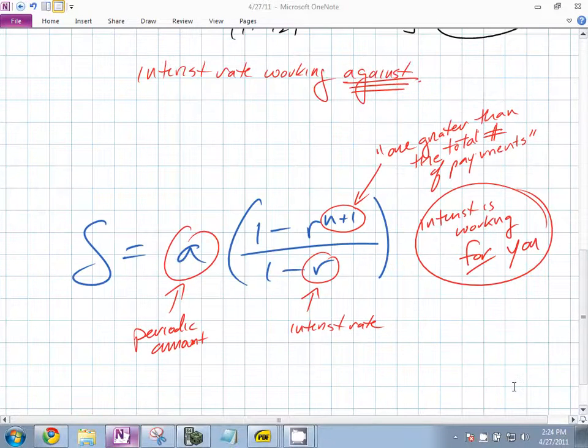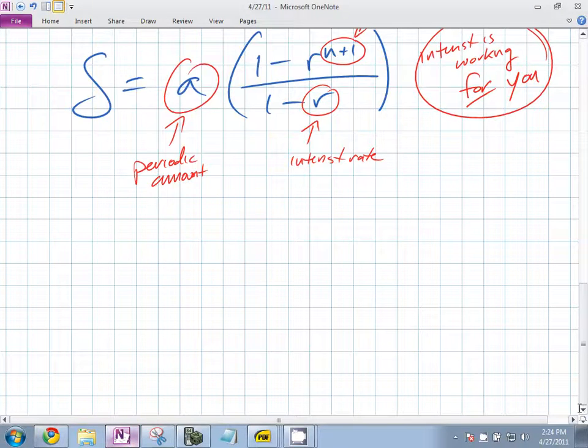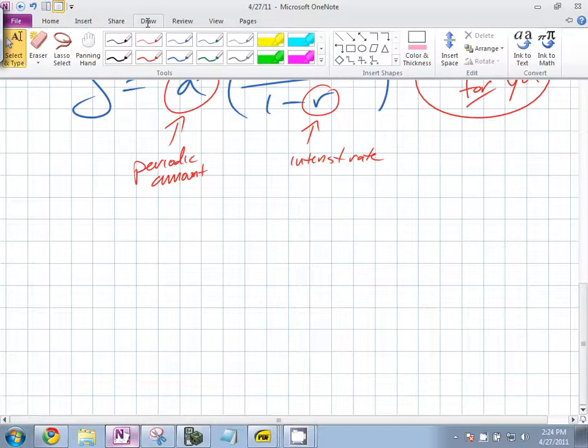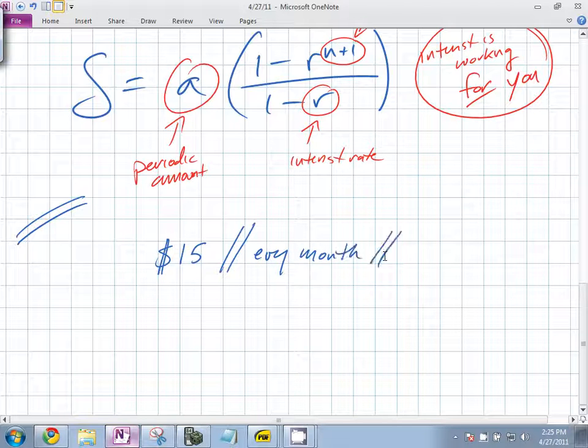So let's do one of these to see what I mean. How much money are we putting into the account every period? Pick any number you want. $15. Thank you. How often? Every month. How long? 3 years. Sure.